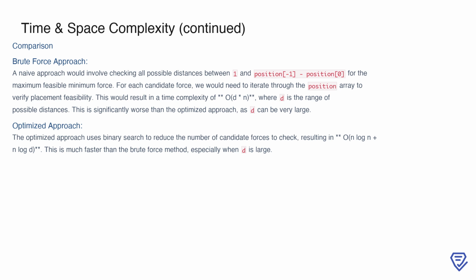This is inefficient because d, the range of possible distances, can be very large. In contrast, the optimized approach reduces the number of candidate forces to check by leveraging binary search. This improvement reduces the time complexity to O(n log n + n log d), which is significantly faster than the brute force method, particularly when handling large inputs where d is substantial.